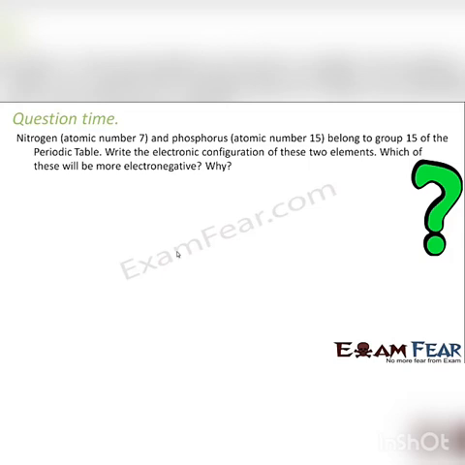Nitrogen, atomic number 7, and phosphorus, atomic number 15, belong to group 15 of the periodic table. Write the electronic configuration of these two elements. Which of these will be more electronegative? The electronic configuration of nitrogen is 2,5 and of phosphorus is 2,8,5.